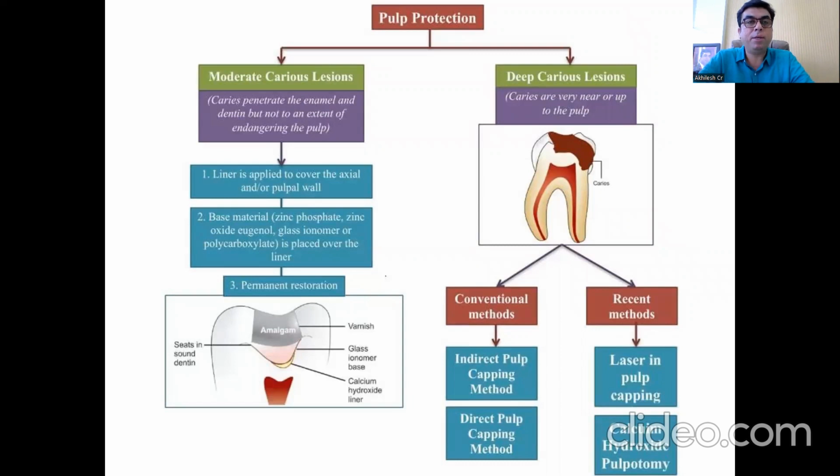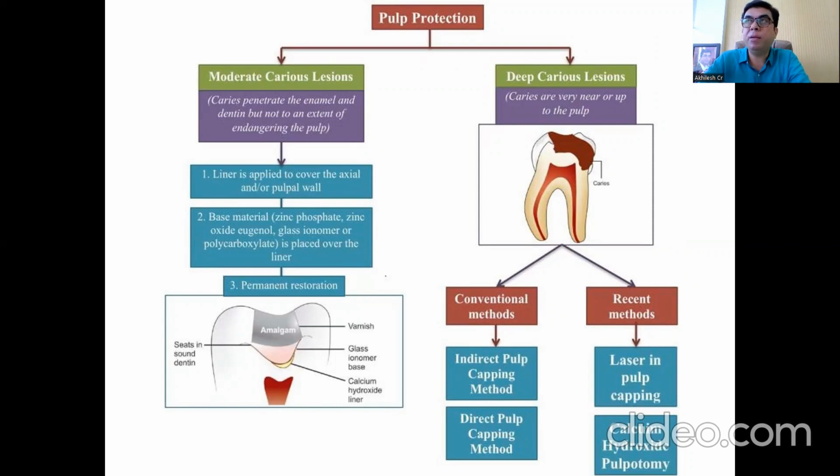In case of a moderate caries lesion, a liner is applied to cover the axial and pulpal wall, and base materials like zinc phosphate, zinc oxide, glass ionomer, or polycarboxylate are placed over the liner, and then over that the permanent restoration is done. But in case of a deep caries lesion, we have two methods: a conventional method and a recent method. In the conventional method, we have direct pulp capping and indirect pulp capping. In the recent methods, we do laser pulp capping or calcium hydroxide pulp protection.